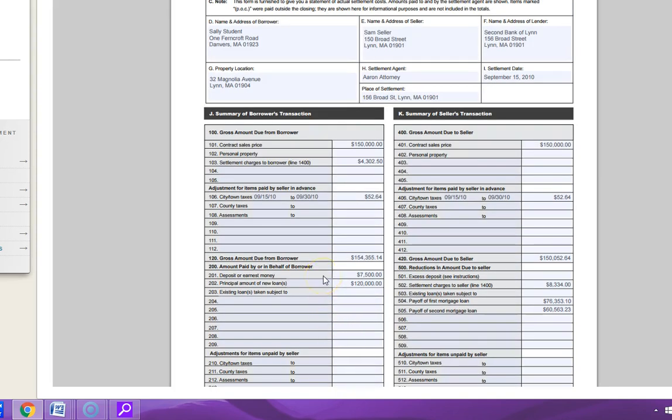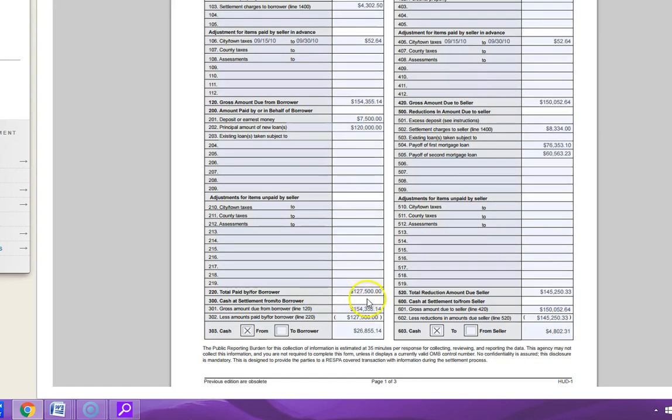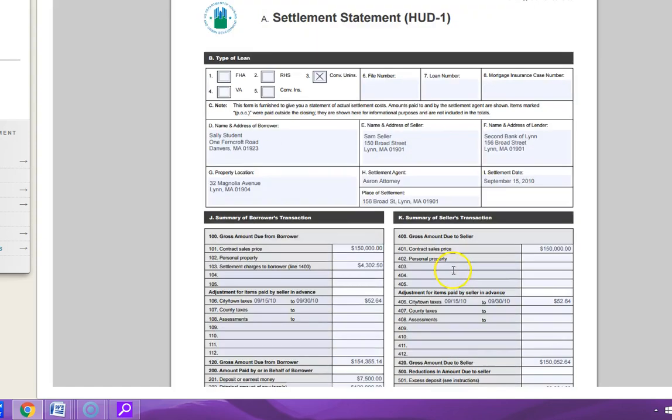You add up from 201 to 219, and you put the total on 220. You take your line 120, and it's right here. You take your line 220, it's right here. You subtract them. If the number is a positive number, you put an X in the from box, and this tells the borrower they have to bring this much money to the closing table. If this was a negative, meaning the borrower already had plenty of money at the closing table already, and he's going to take a check home, you put cash to borrower.